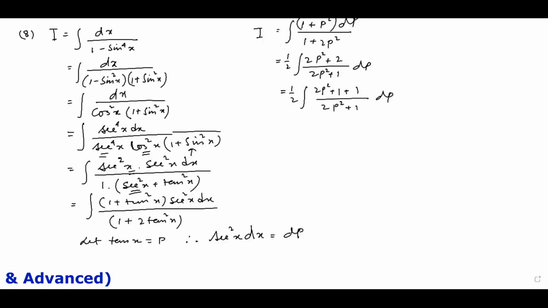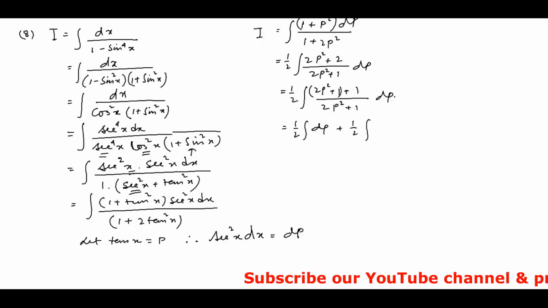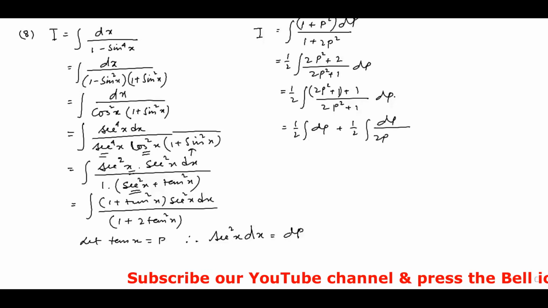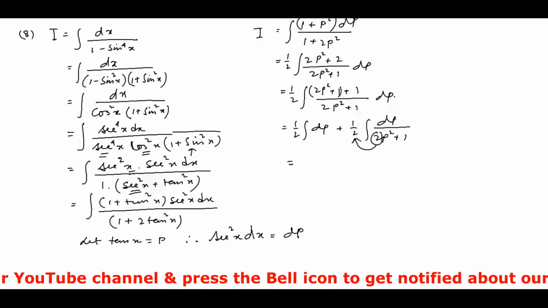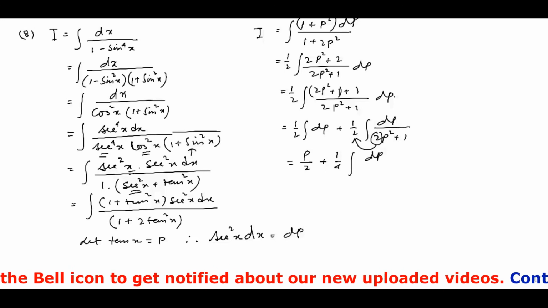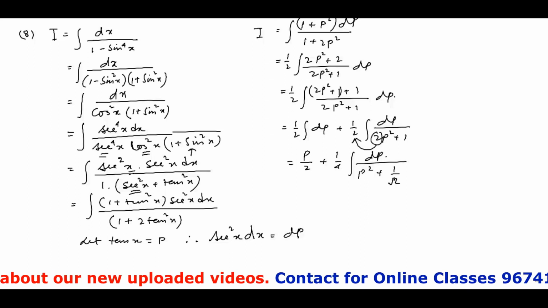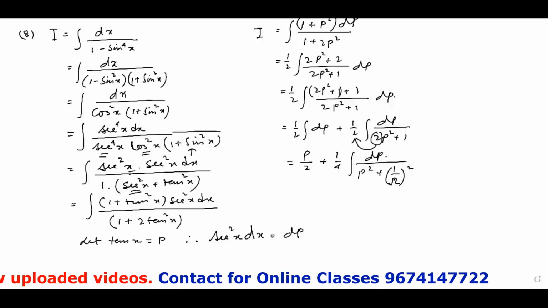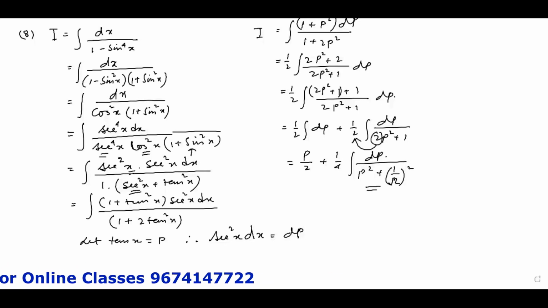Right? Now separate it. So if I separate, we are going to have, okay, let me take this 2 outside. So we are having 1 by 2. 1 by 2 is basically 1 by root 2 whole square. So this is basically the formula of integration dx by x square plus a square.